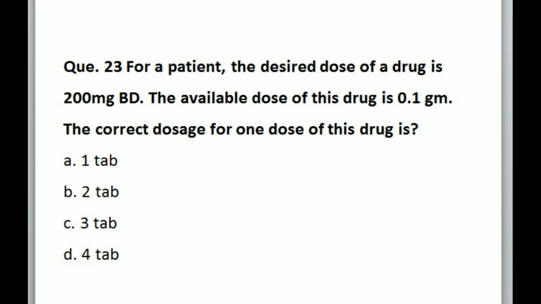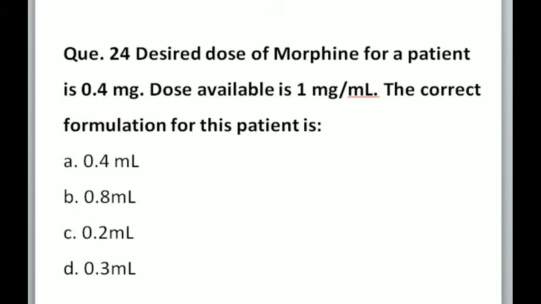Q23. For a patient, the desired dose of a drug is 200 mg BD. The available dose of this drug is 0.1 gram. The correct dosage for 1 dose of this drug is A. 1 tab. B. 2 tab. C. 3 tab. D. 4 tab. Correct option is B. 2 tab.